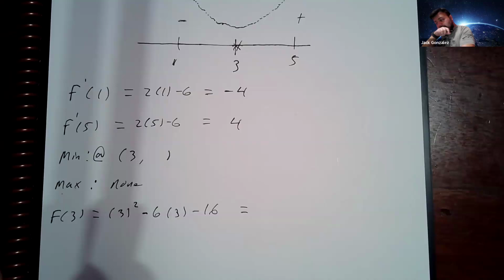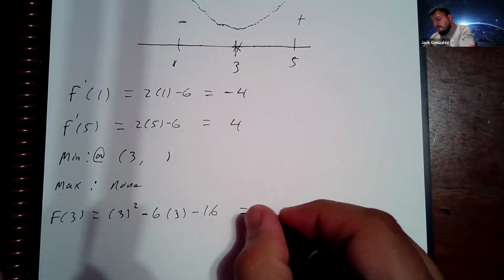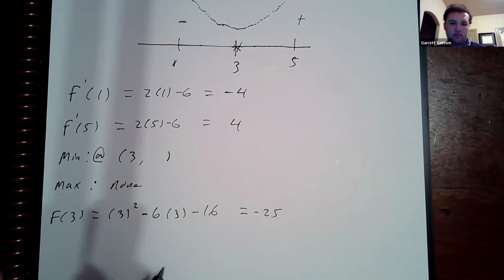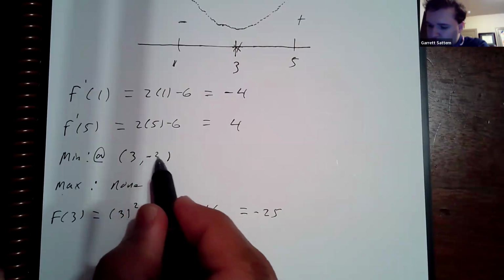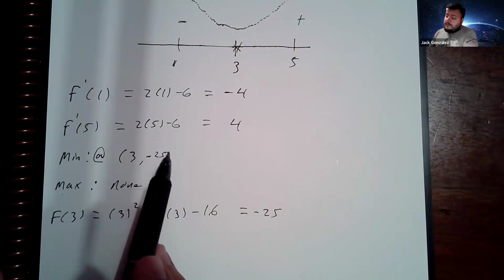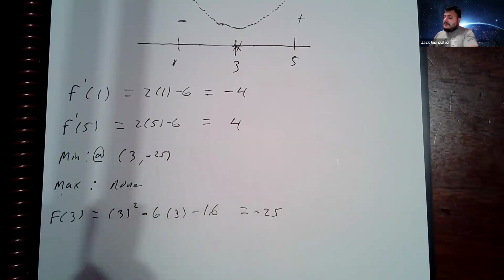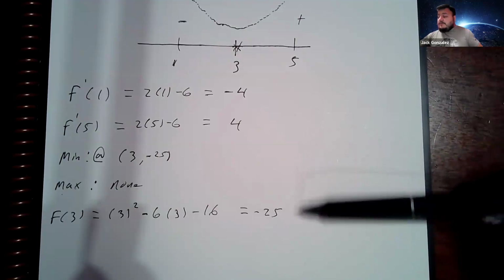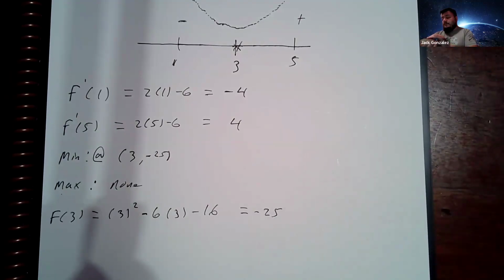Be 9 minus 18 minus 16. That's 25, right? Okay. So here is the minimum point. Now, it didn't ask for any of this, but this is what we're going to end up doing over and over again.